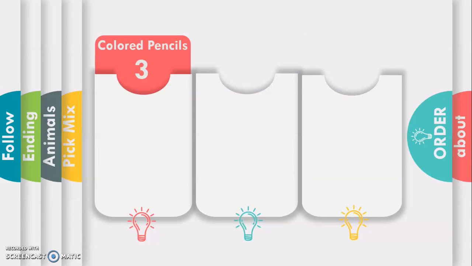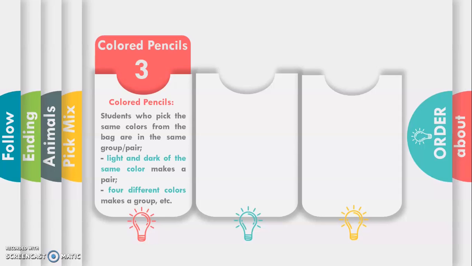The third method is using colored pencils. Students who pick the same colors from the bag are in the same group or pair. You can use light and dark of the same color to make a pair. I hope you know every color has got three shades, and if you have a little bit of confusion over here, you can see one of my videos which I've done on how we can talk about colors in English. So you can watch that video to make your activities so simple. You can even use 4 different colors to make a group. That is how it can be done.